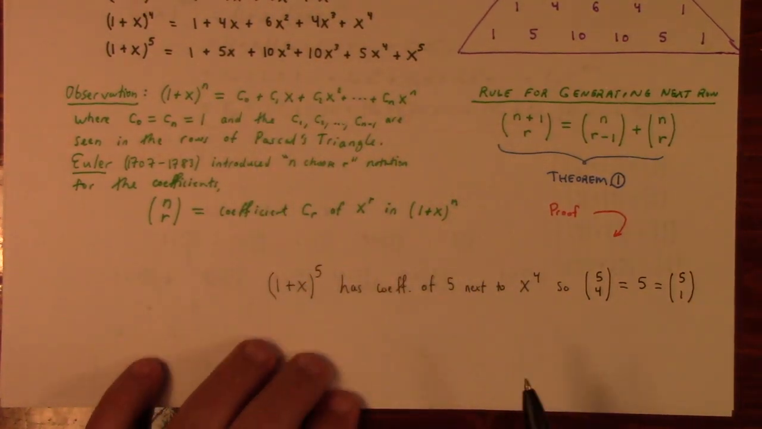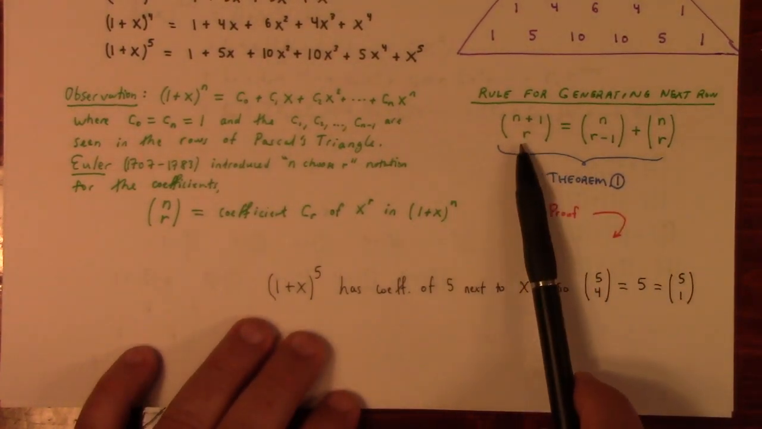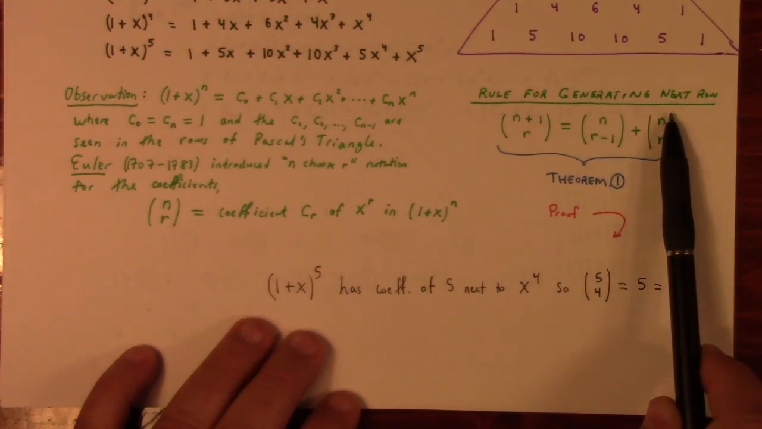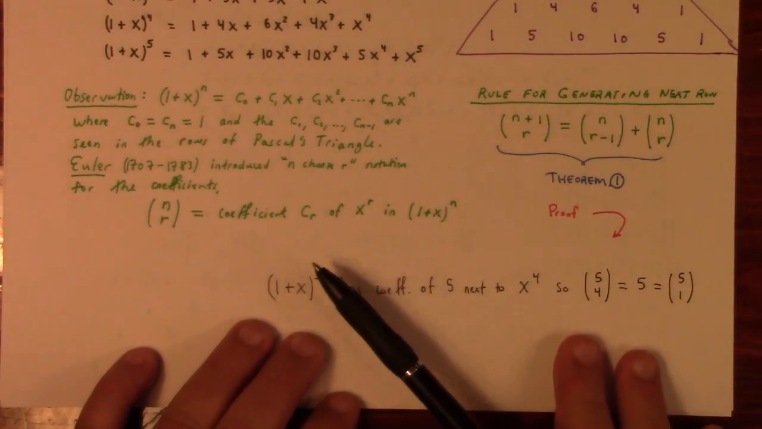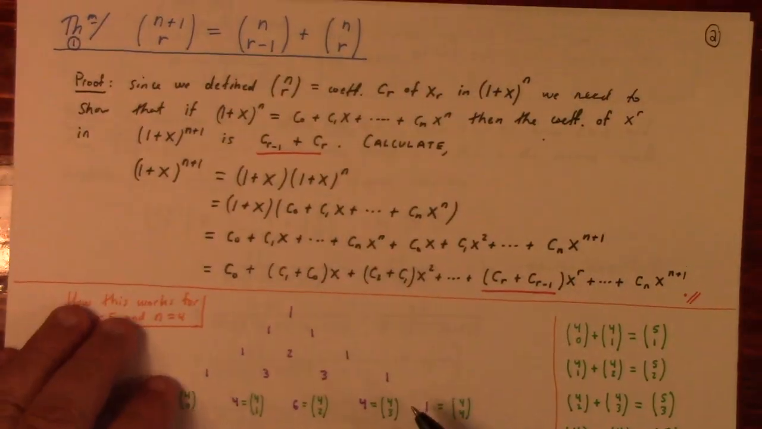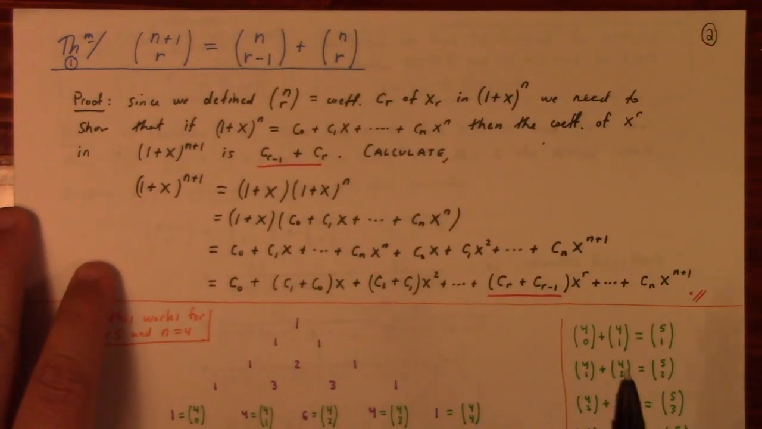And so the first theorem is that, hey, we can get n plus 1 choose r by adding n choose r minus 1 to n choose r, which is just the rule we saw in the triangle above. All right? So let's see how that's proved. So here we go.